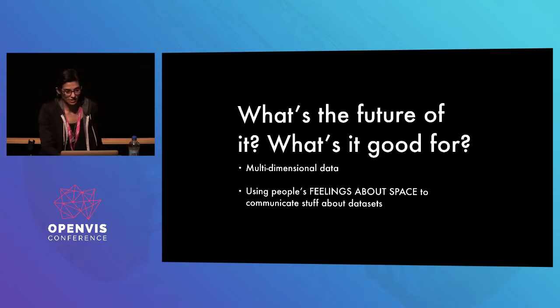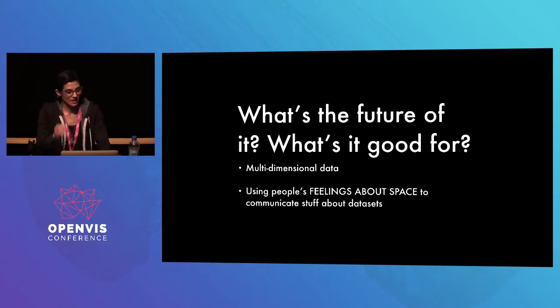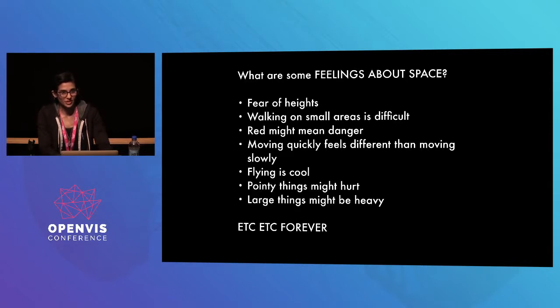So what is it good for? Why do that? Because that seemed like a whole lot of bad things. It's good for potentially multi-dimensional data that you wouldn't be able to explore otherwise. And it's good for using people's feelings about space to communicate stuff about data sets. What does that mean? But how? I don't know is the answer.